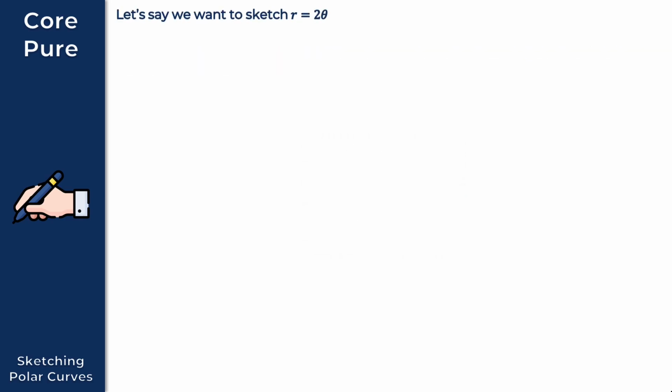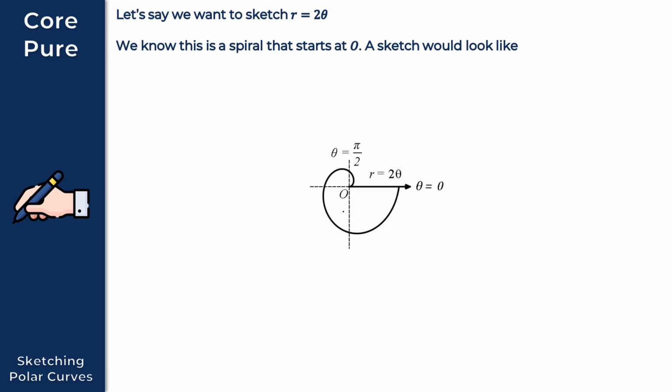And then finally, let's say that we want to sketch r equals 2 theta. What would that look like? Well, we know that this is a spiral that starts at the origin O, and in that case, a sketch would look like the following. As we said, we get this spiral type curve. It starts at the origin O, and it just goes round like this, and it is quite a cool curve, right? So this is for r equals 2 theta, and there isn't really anything else that I can add to this. So that's a few different examples for the standard curves that we can sketch.